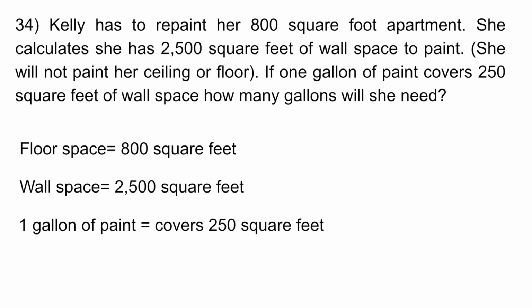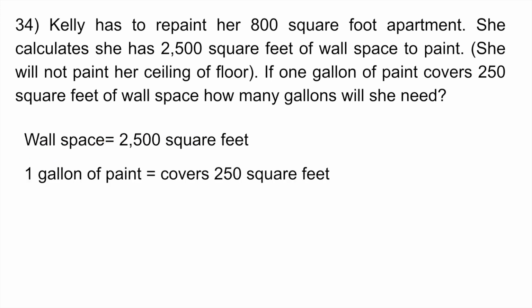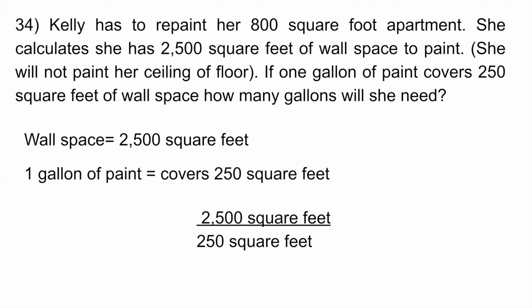Now, it tells you in parentheses in the question, she will not paint her ceiling or floor. That means that you can ignore that piece of information. And now you can see that the question is going to be very easy. Because if we know that she has that much wall space to cover and 1 gallon of paint covers that amount, all you have to do is divide those two numbers by each other. That's going to give you 10 gallons of paint. So the correct answer is C.